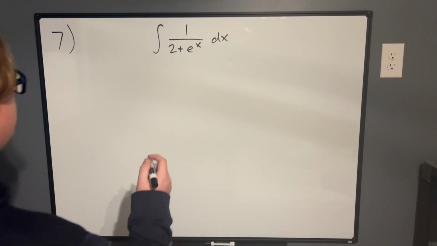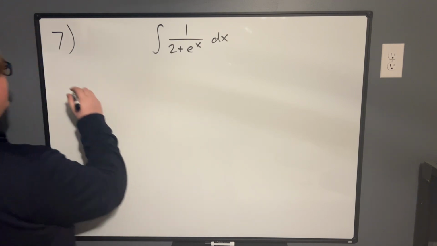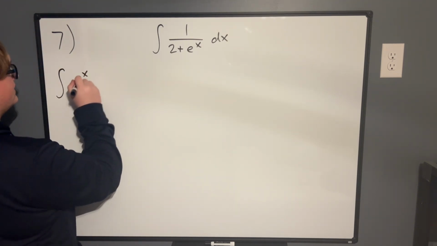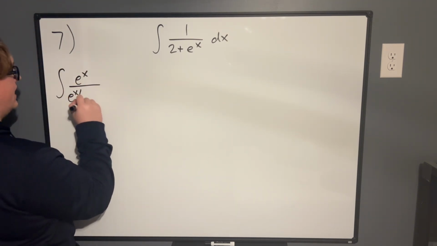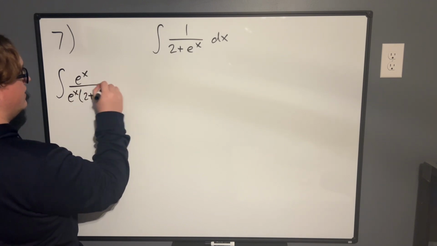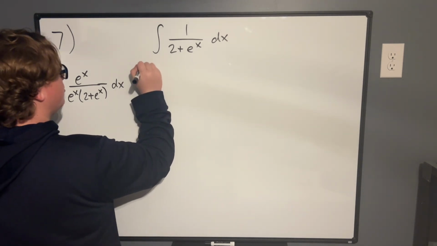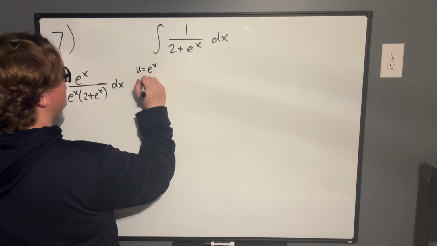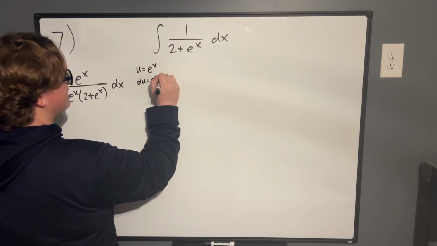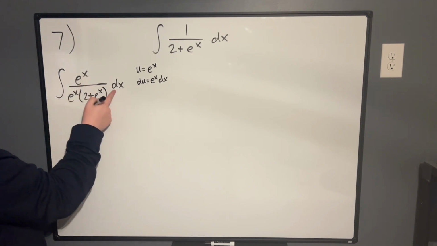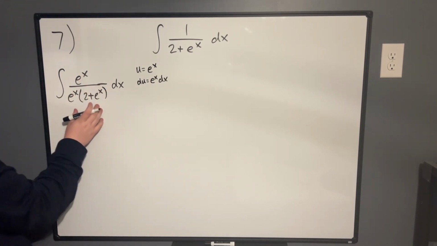So what we're going to do is we're going to realize that this is the same thing as the integral of e to the x over e to the x times 2 plus e to the x. Right, this is exactly the same thing. All I did was multiply the top and the bottom by an e to the x. But that changes nothing. And so now we can actually start with a u sub and then work our way into partial fractions. So if we say that u is equal to e to the x, then we know that du, of course, is e to the x dx. So that covers this part right here, but we still have everything down here that we need to worry about.